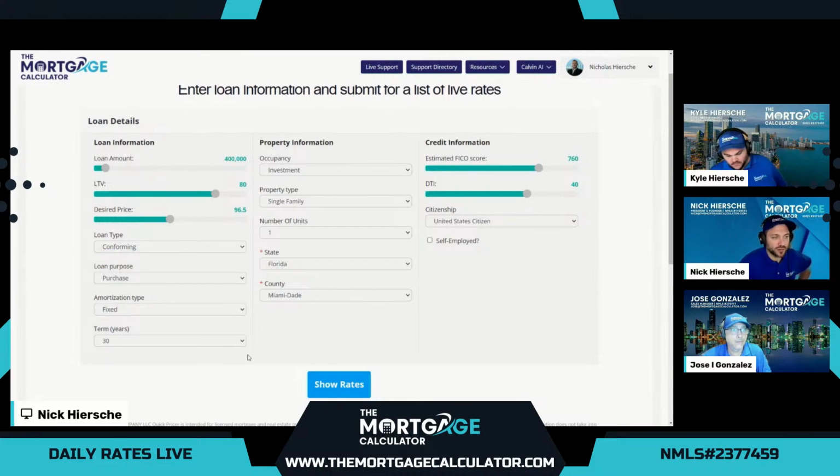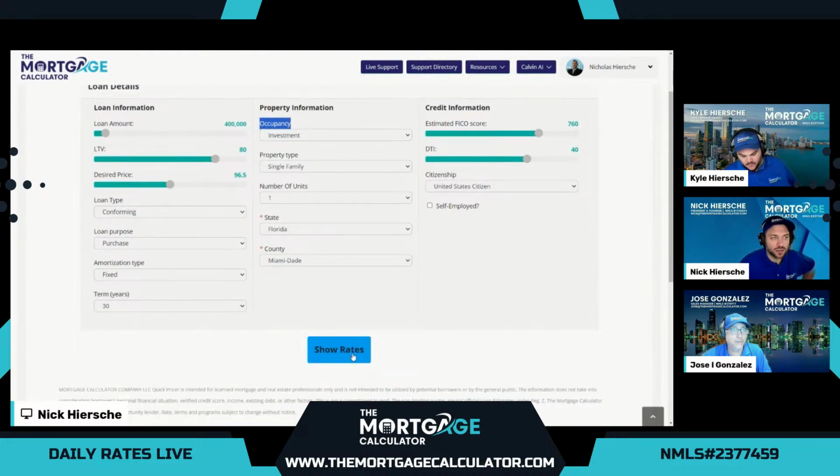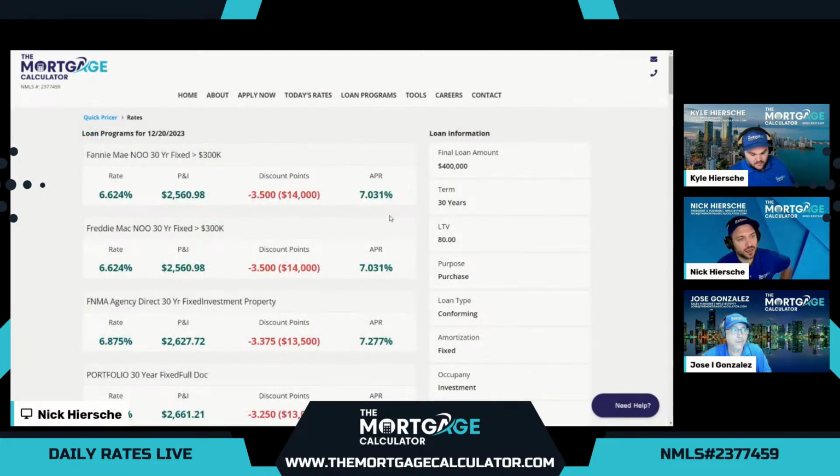So we'll start with conforming conventional. Everything's going to stay the same as all the demos. Only thing we've edited here is the occupancy. So we can check out the conventional investment property rates today.